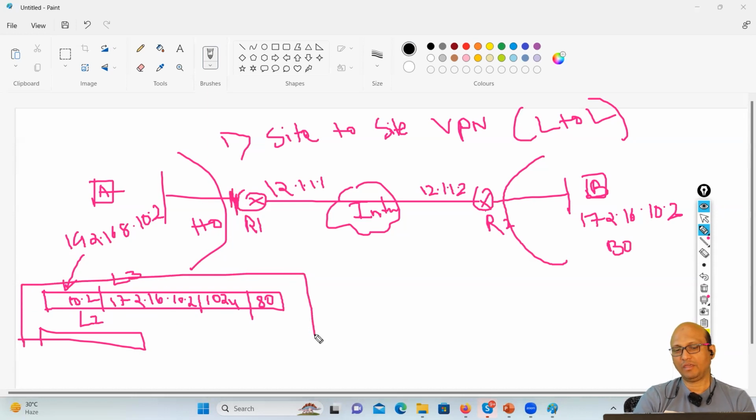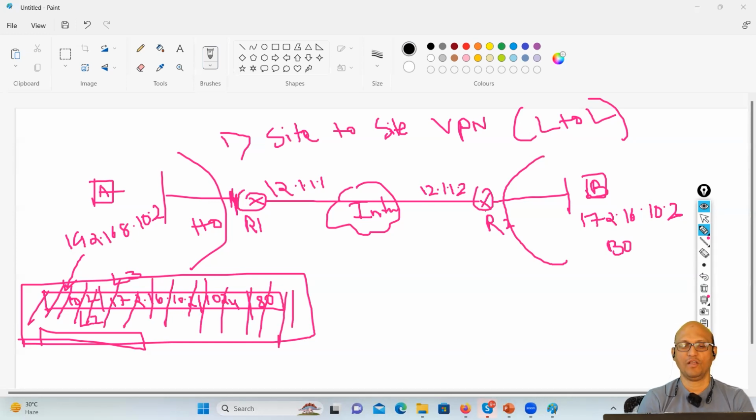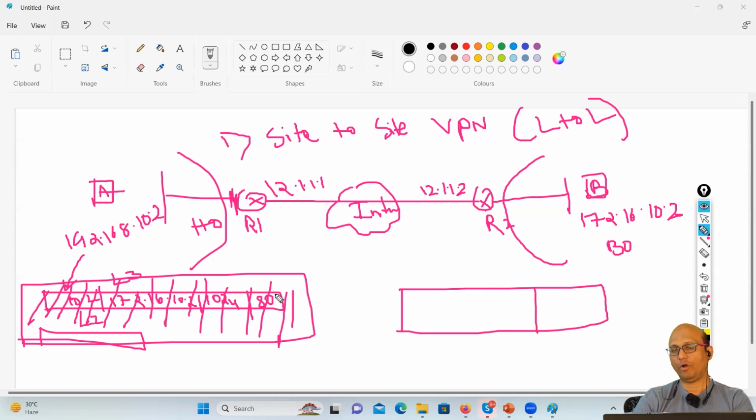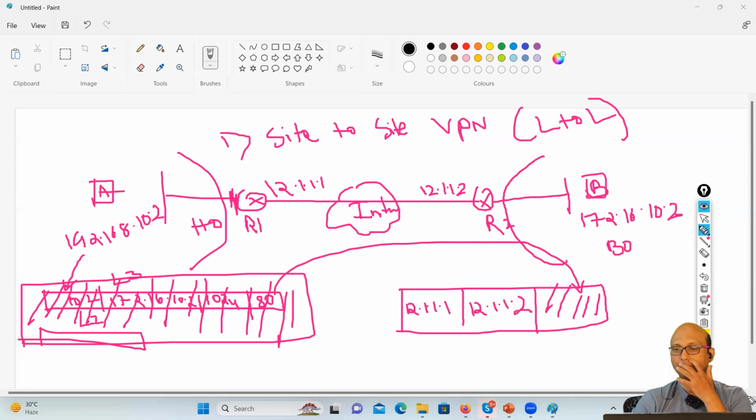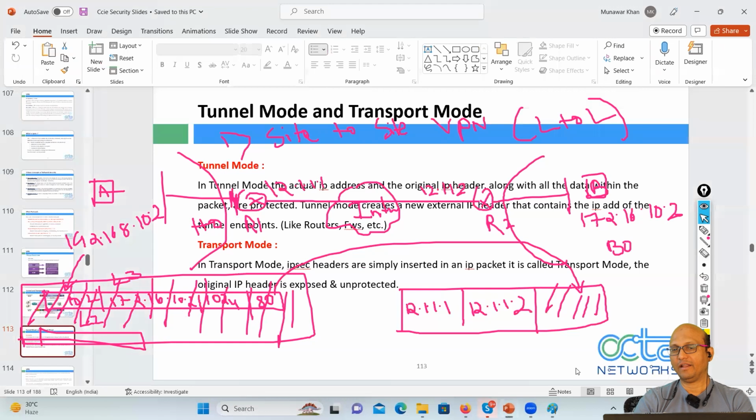All this information will get encrypted. Which mode? Tunnel mode. Source IP, destination IP, source port, destination port, source MAC, destination MAC, all this information will get encrypted and there will be a new header and footer. So what I do, I'll place this here and I'll put a new header and footer, 12.1.1.1 and 12.1.1.2. I'm just making it simple. So if you see this slide, you will come to know.